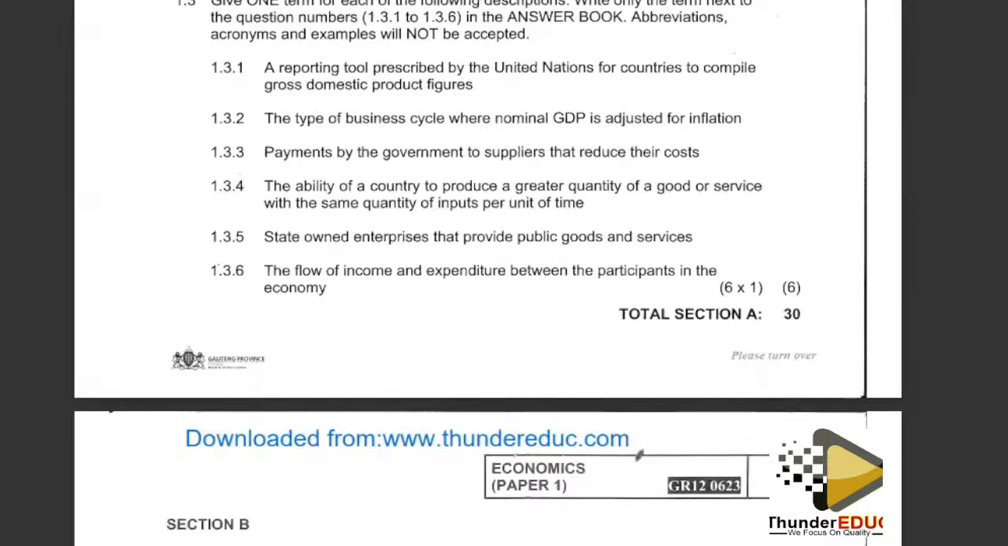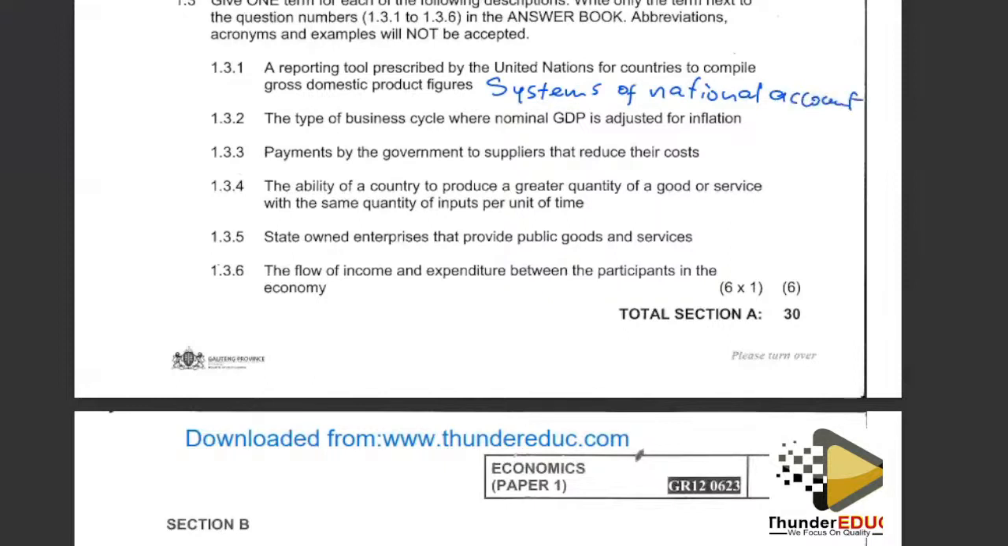Okay, right. Great talk. So now let's move on to 1.3.1. 1.3.1 reads as follows: a reporting tool prescribed by the United Nations for countries to compile gross domestic product figures. This calls for systems of national accounts.